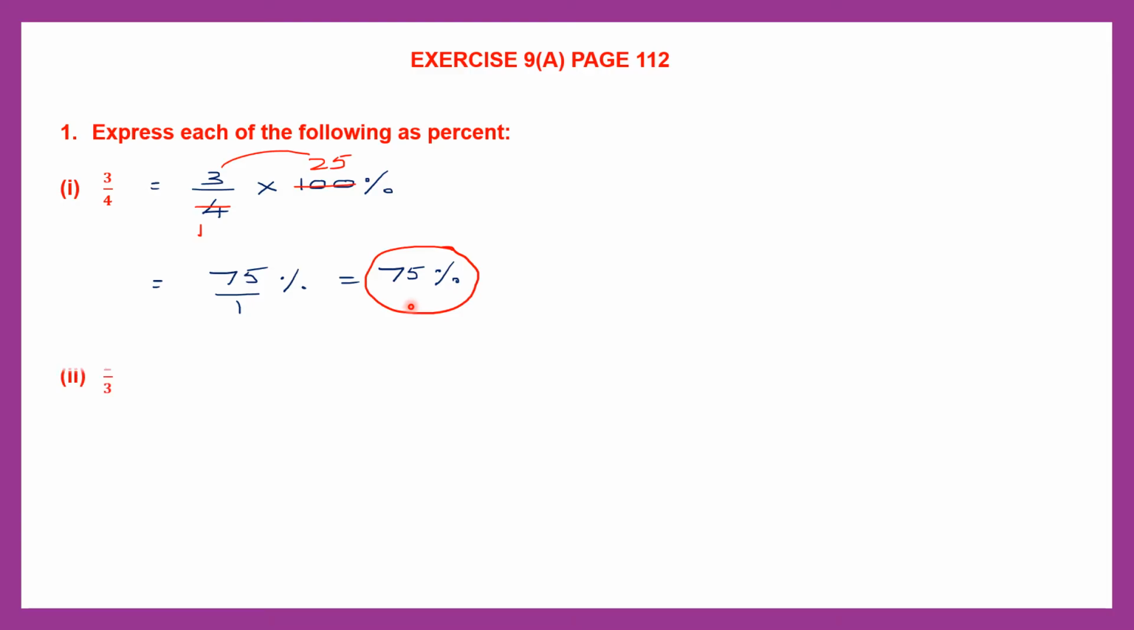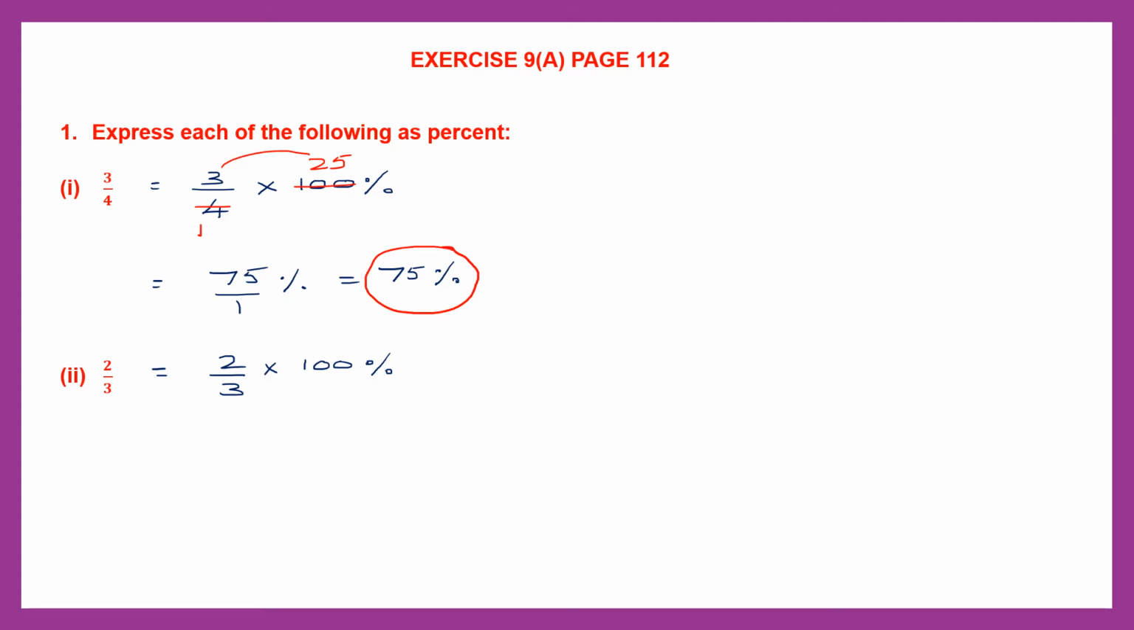Let's look at the second one. Second one is 2 by 3. It's a fraction, so we're going to multiply this fraction 2 by 3 by 100, and we have the percentage symbol. So here also we can cancel, but as you can see, I cannot cancel 3 and 100. So I'm going to multiply my numerators.